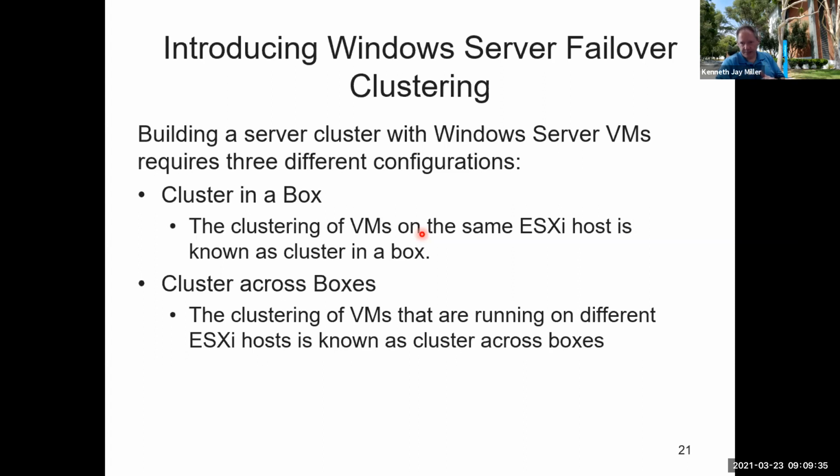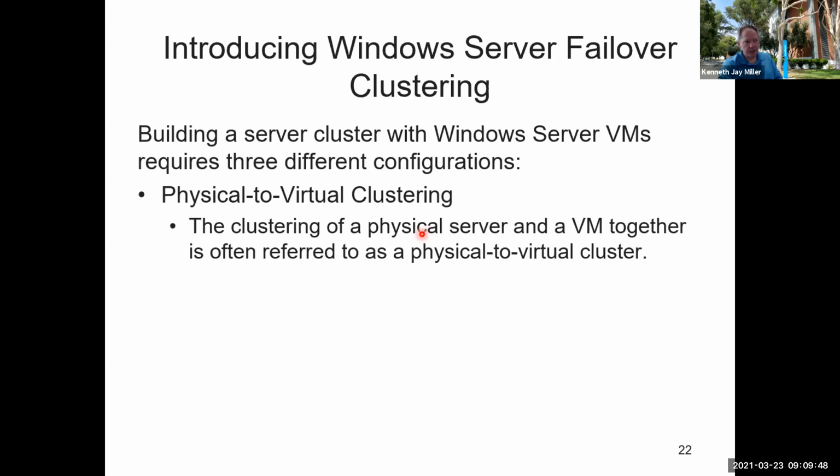If we cluster across boxes, that means that the VMs are running on different ESXi hosts. And that gives us a little bit better redundancy. And then the physical to virtual is where the physical server is clustered with a virtual machine on another machine, on an ESXi host. So our Server 2012 doesn't care where or what server it is running on, as long as it has the same version, and it's capable of running the cluster.